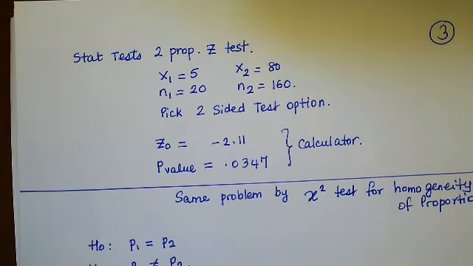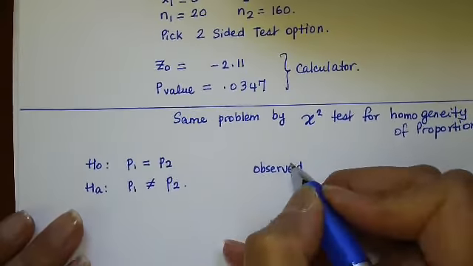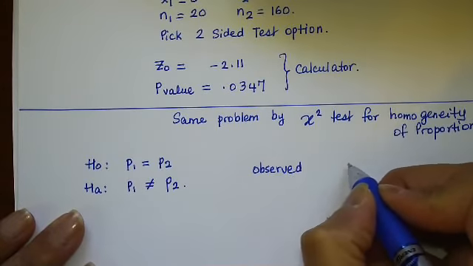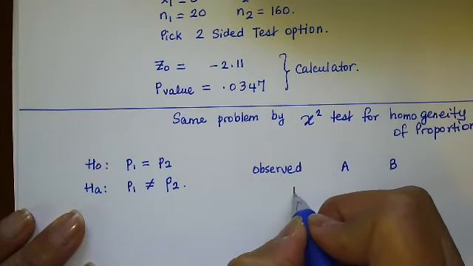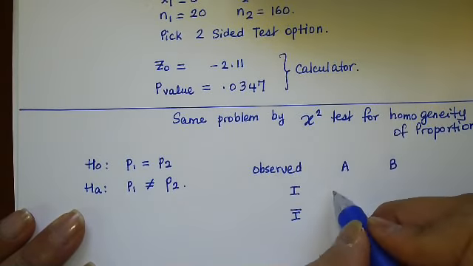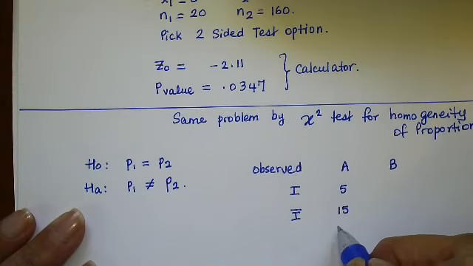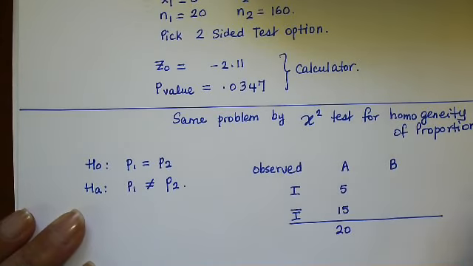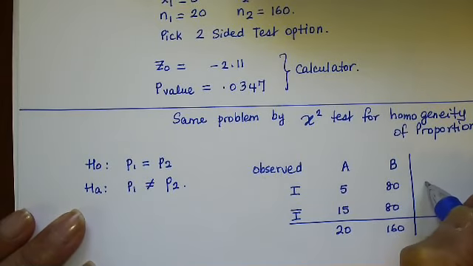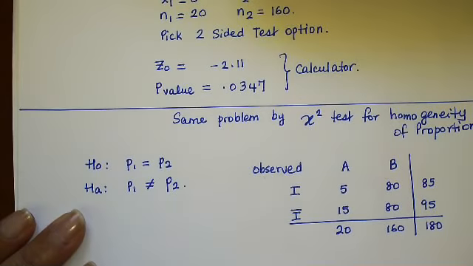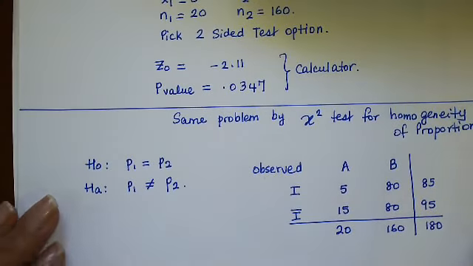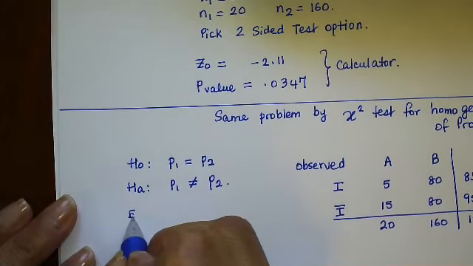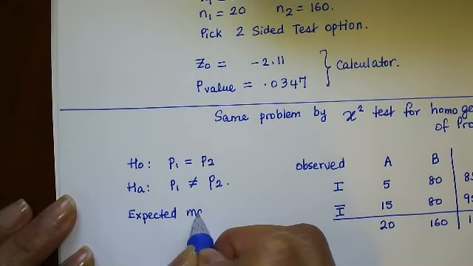And I would have to find my expectation matrix. So the observed matrix was given by A, B, insomnia, no insomnia, 5, 15, total 20, and 80, 80, 160. Totals are 85, 95, and 180. Let me find my expected matrix right now. Here's the expected matrix.